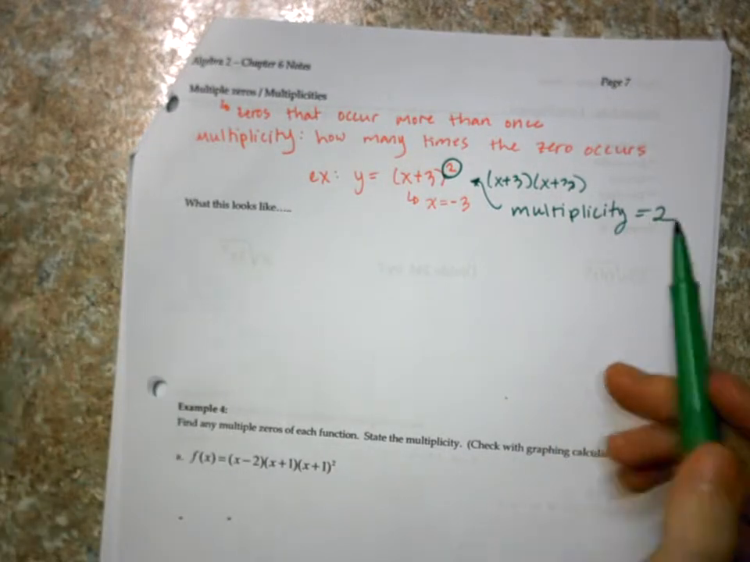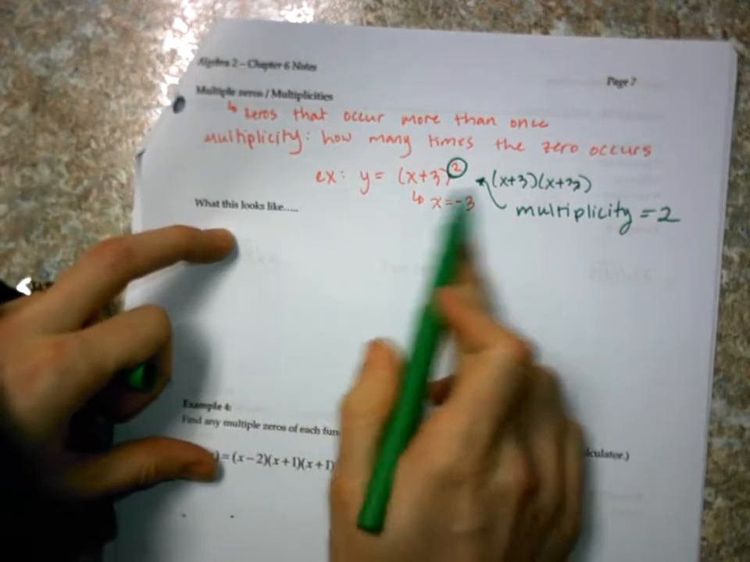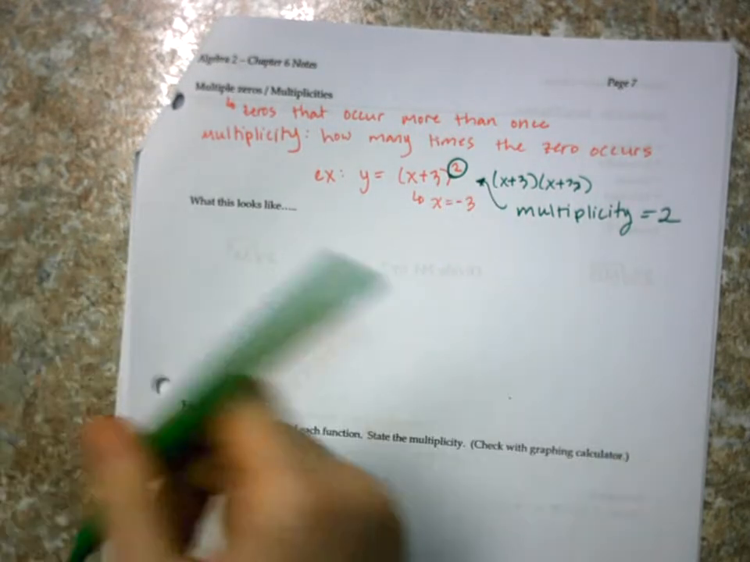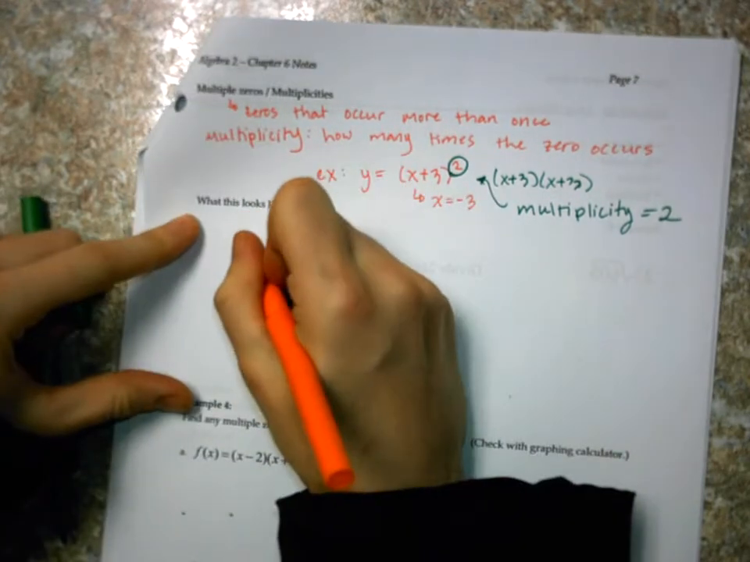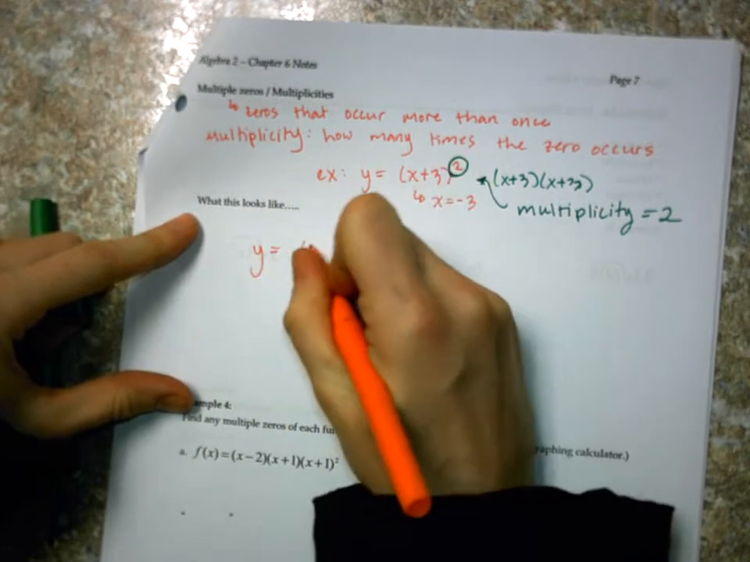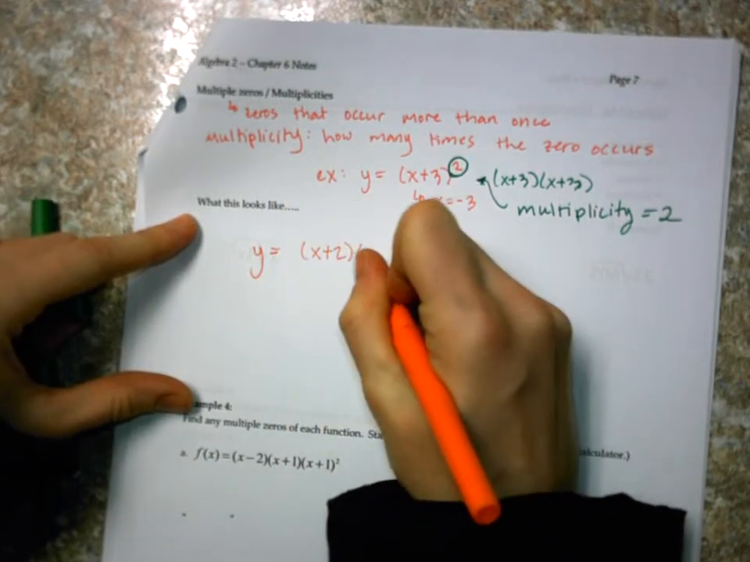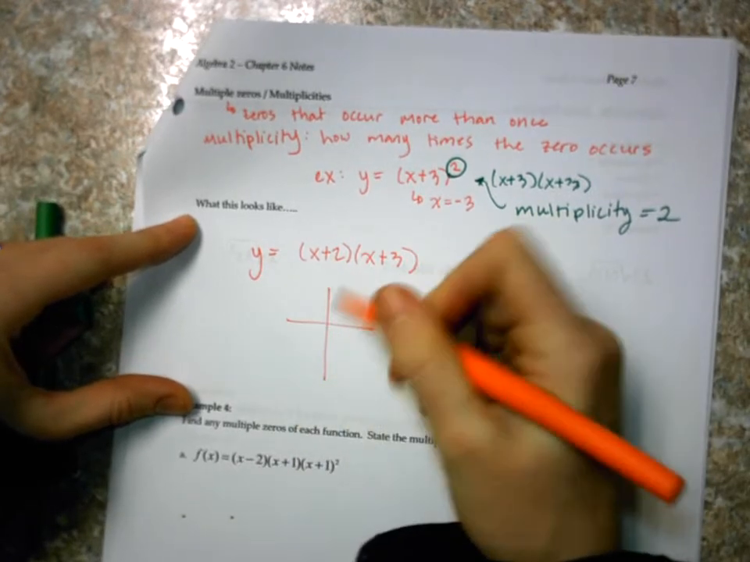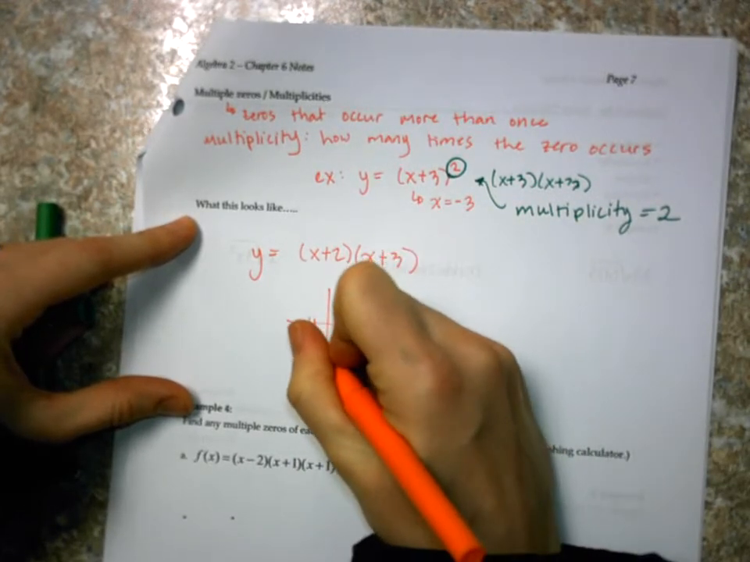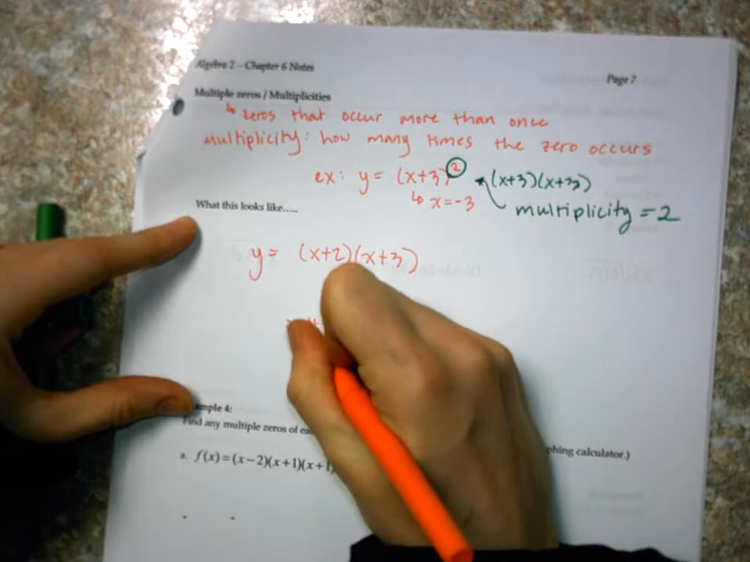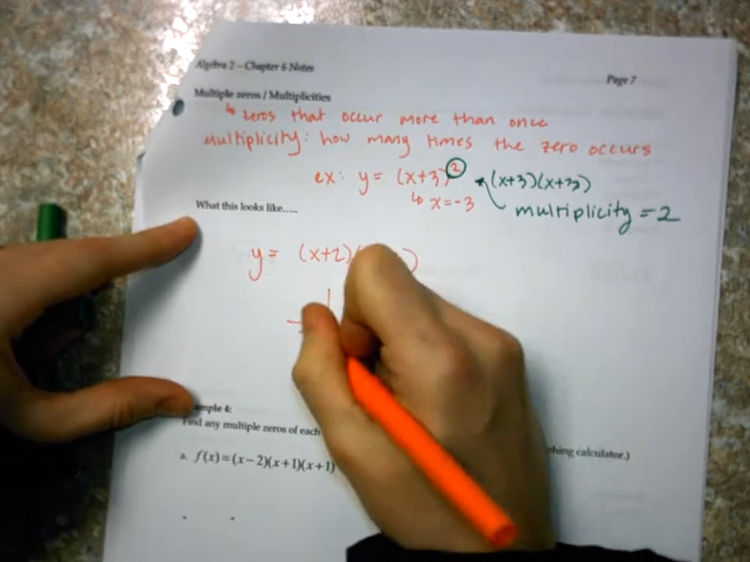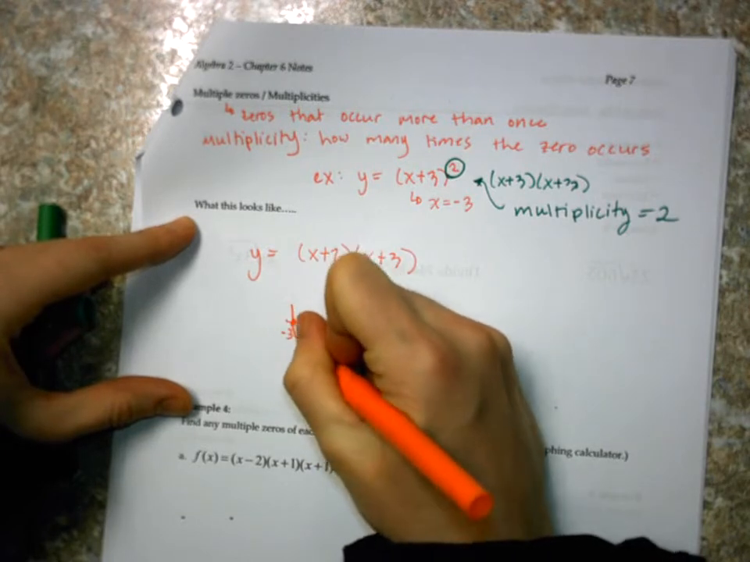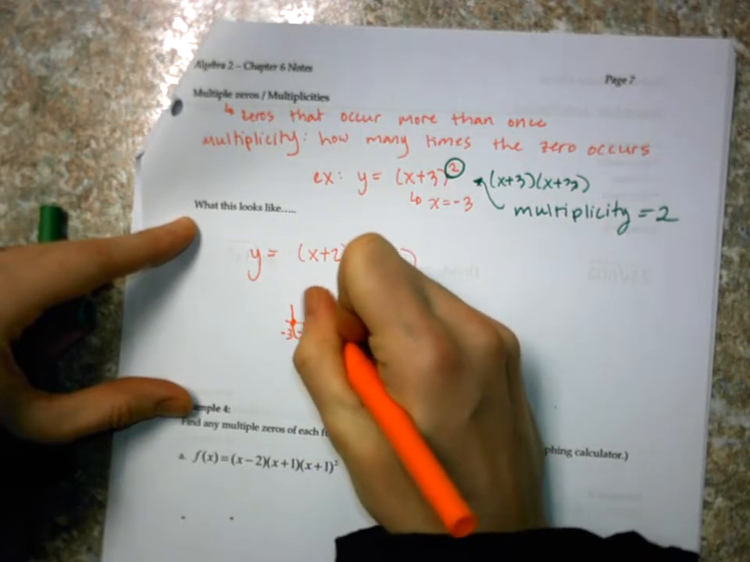Now, why is this helpful? What does this look like graphically? Multiple zeros give you a shape of your graph. For example, if I have something like y is equal to (x plus 2) times (x plus 3), then there are no multiple zeros there, so I know I'm just going to have a zero at negative 2 and negative 3. And then I would just have a parabola that goes like this.